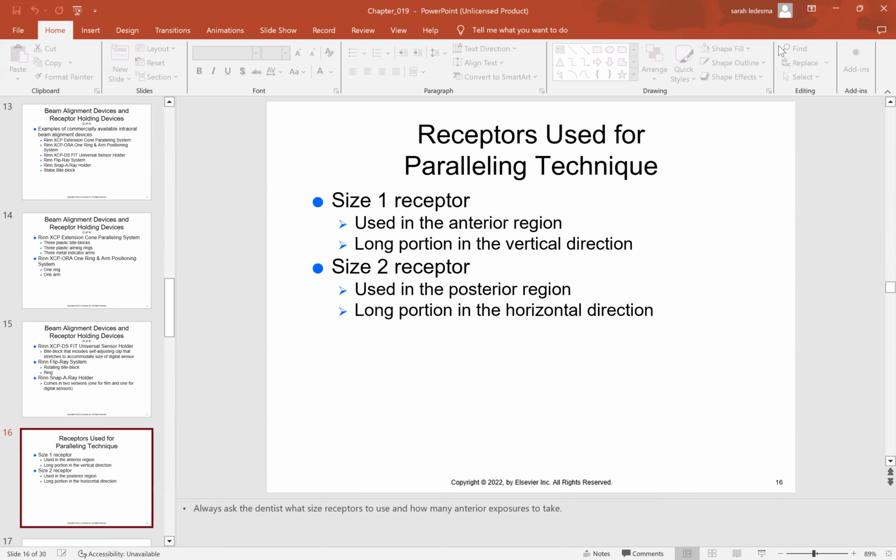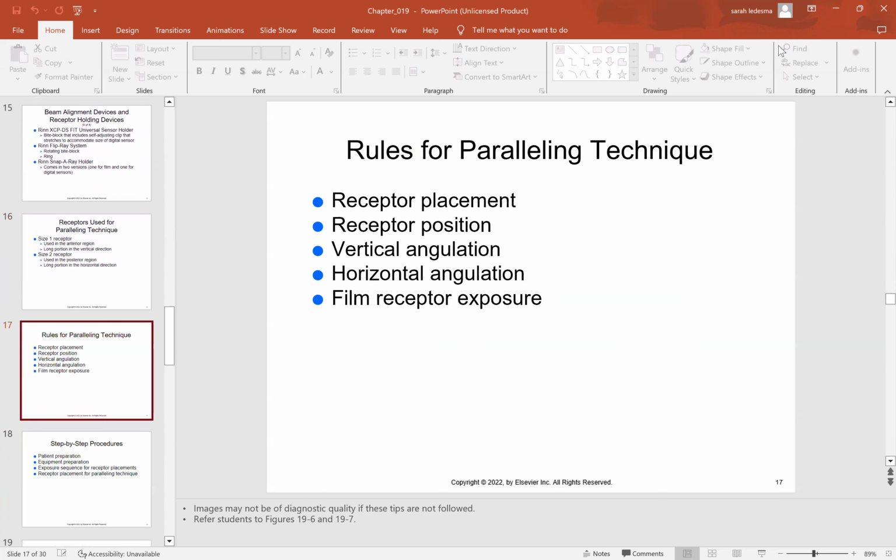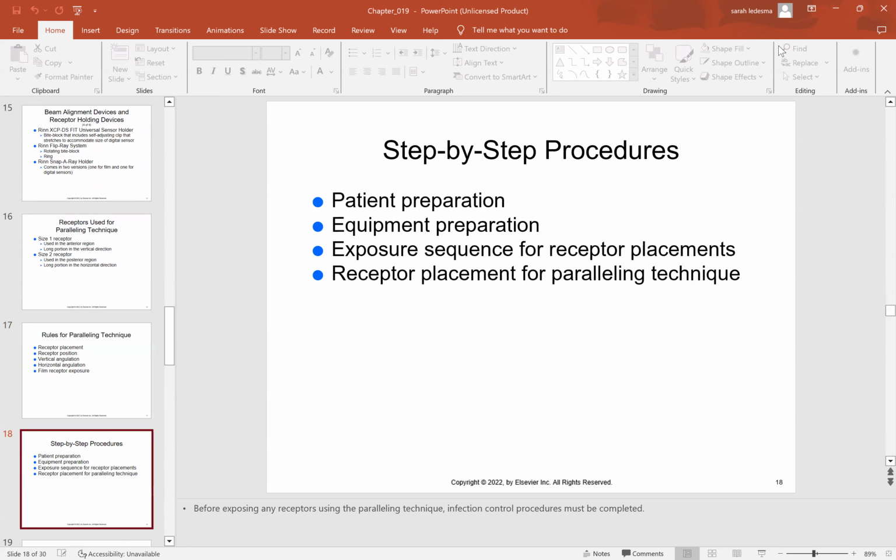Receptors used for paralleling technique include size 1 receptor used in the anterior region, with the long portion in the vertical direction, and size 2 receptor used in the posterior region with the long portion in the horizontal direction. Rules for paralleling technique include receptor placement, position, vertical angulation and horizontal angulation, and film receptor exposure.